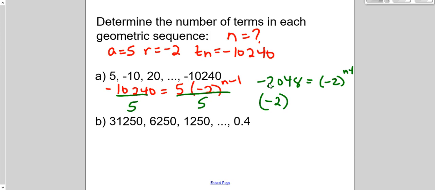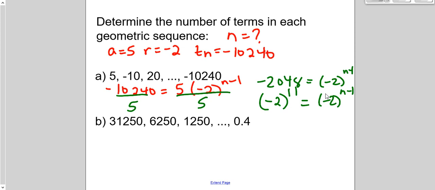I can only get -128. So let's keep going. 8 times brings me to 256. 9 times gives me -512. 10 times gives me 1024. 11 times. So there I am. -2 to the exponent 11 is the same thing as -2 to the exponent n minus 1.